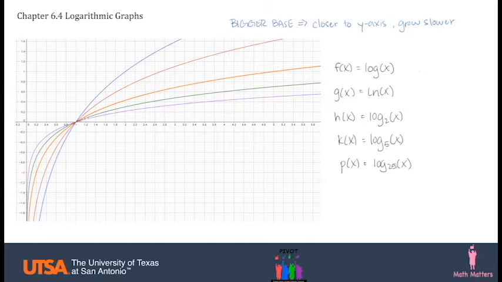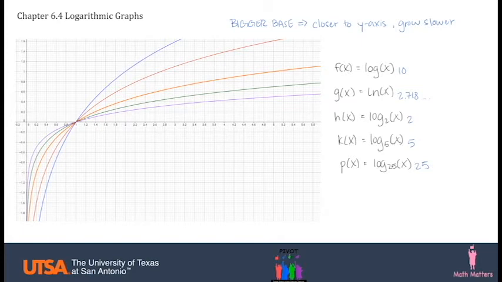We have f of x equals log of x, which we know just implies that the base is 10. So let's write a 10 over here. So base 10. And then we have ln of x, which is basically log base e, which is about 2.718 and so on. And then we have log base 2, so this is our base given to us, 2, and then base 5, and then base 25 given to us here.